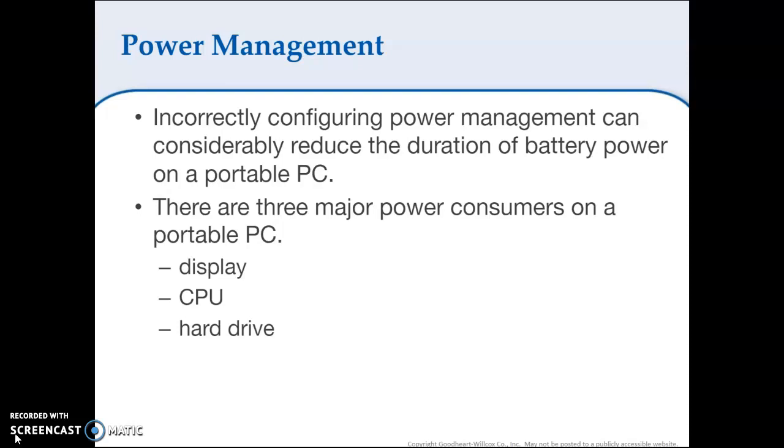Power management. When you have a portable device, you do not have a constant power source. You have a power source known as a battery, which is not going to last forever. So incorrectly configuring power management can considerably reduce the duration of battery power on a portable PC. There are 3 major power consumers on a portable PC: the display, the CPU, and the hard drive. Now, if you're on a portable PC or a laptop, normally within the operating system itself, there's going to be battery-saving settings that you can set in order to reduce the amount of power that is being consumed by the device over the course of time.